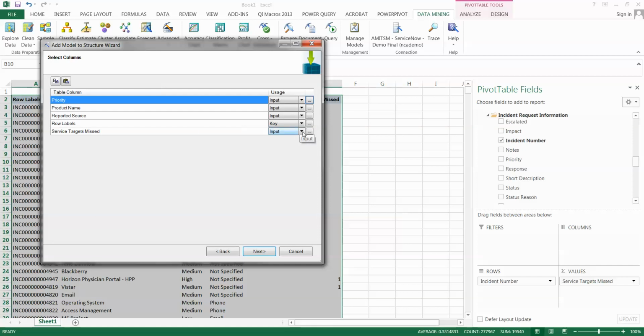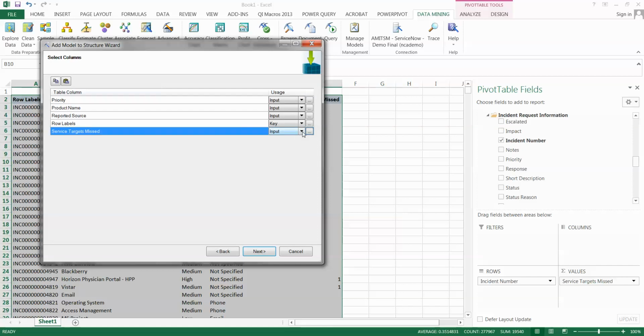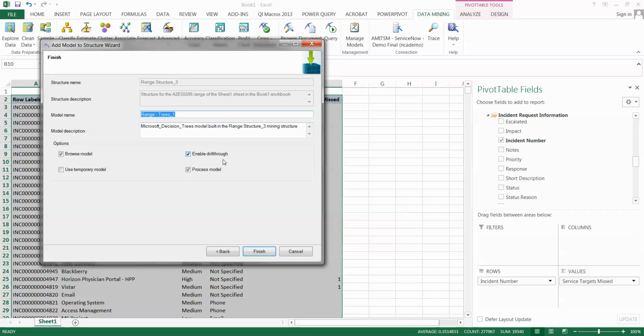The one thing you want to make sure that you choose here is what we're doing with each of these data elements. What we'd like to do with service targets missed is predict it only. We're not going to use it as input into the decision model. Okay. So the rest of the fields will act as input, and of course the row labels, which is really the incident number, is the key, indicating that it's basically a unique field.